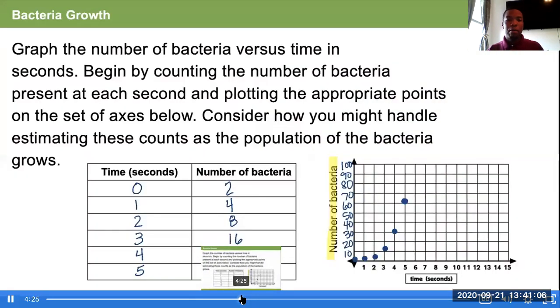Wait, let's go back to that part. My bad. So she plotted the points. All she did was follow it. So at 0, she was at 2. She estimated where 2 would be. And then she just plotted each point. So the x-axis is on the left. And then she connected it with the y.